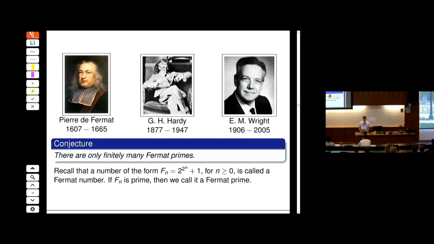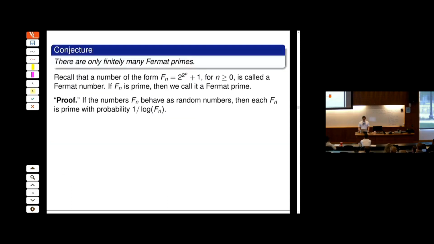If you look, I put the pictures of Hardy and Wright there, in their book An Introduction to the Theory of Numbers, they say that it's very likely that there are only finitely many of them, and they give a heuristic reason based on our heuristic of how likely a number is of being prime. So here's the proof that there are only finitely many Fermat primes. There are infinitely many Fermat numbers, but primes should be rare.